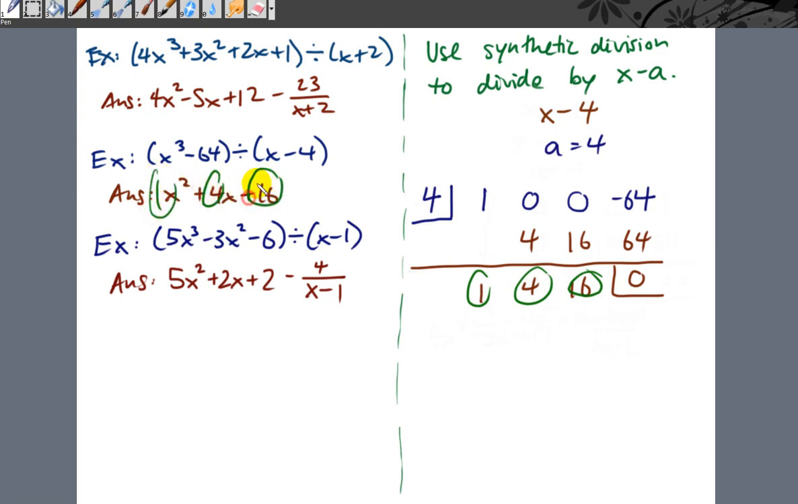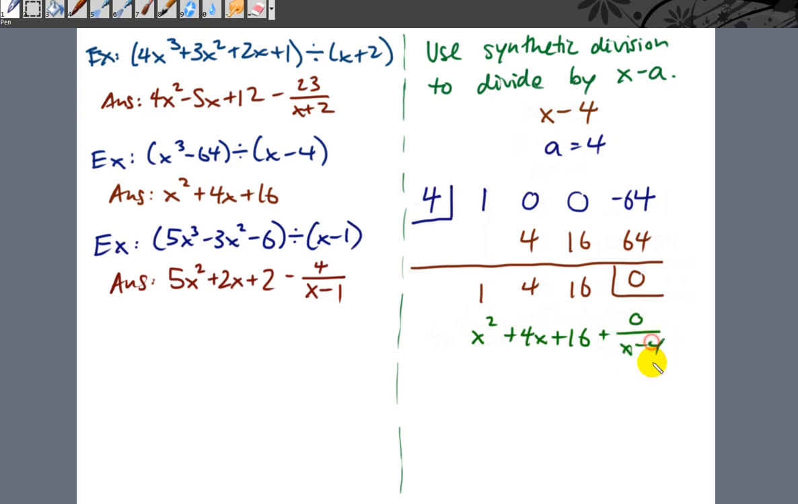So these are our leading coefficients here, here, here. So when we go ahead and write this, like we said, we start off with 1x cubed plus 0x squared plus 0x minus 64. So when we go ahead and do this little shortcut rule, this is x squared plus 4x plus 16. This in the box here is our remainder, so this is 0, divided by our divisor, x minus 4.